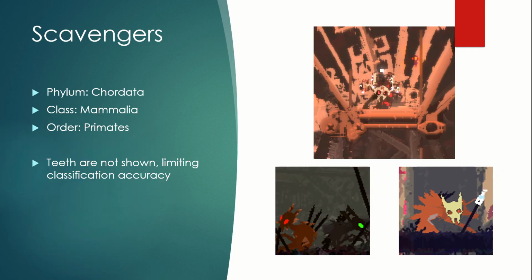Alright, next up are Scavengers. Now, Scavengers would fall under phylum Chordata, class Mammalia, and order Primates. The teeth aren't shown, which limits classification accuracy, because we can't get a good read on their specialization of food. They do have complex social structures, similar to real-world primates, and they do follow with a lot of the general characteristics of primates in the real world.